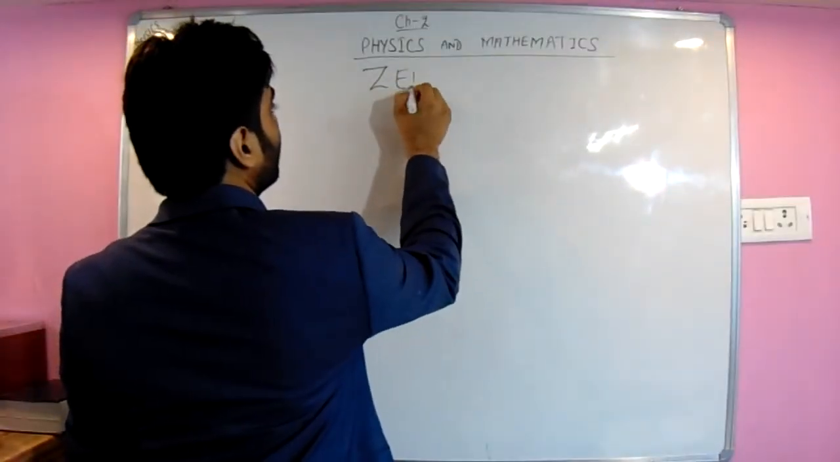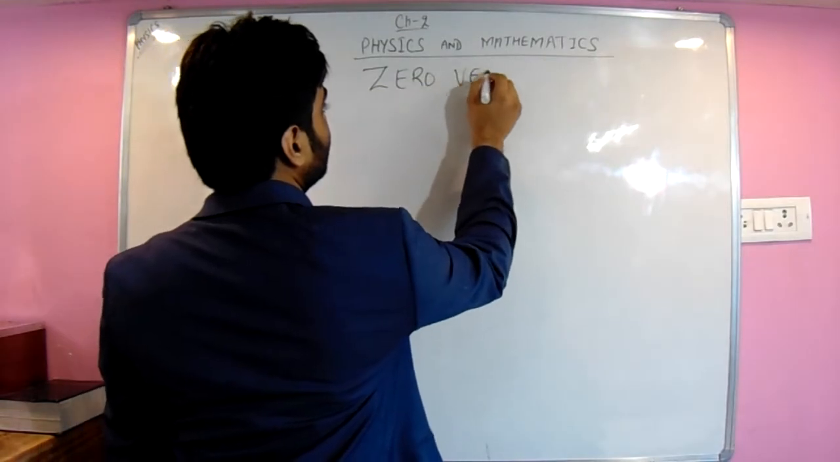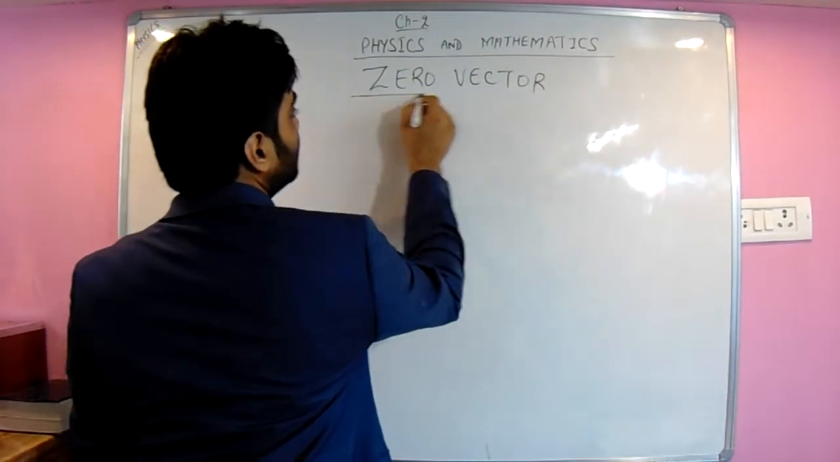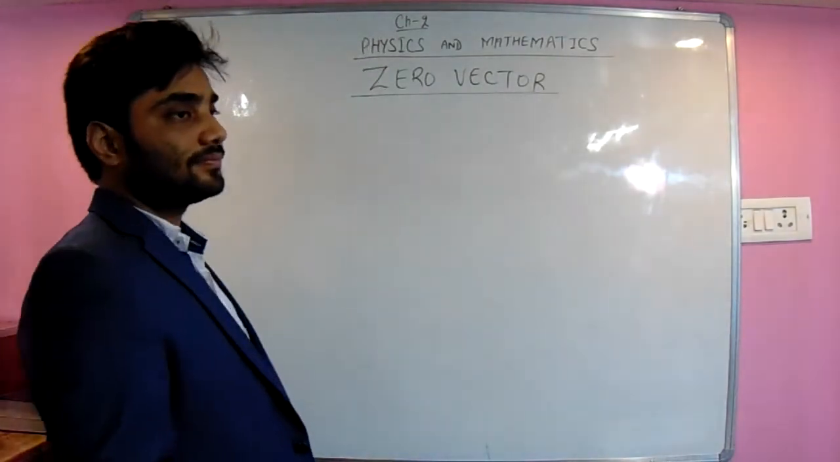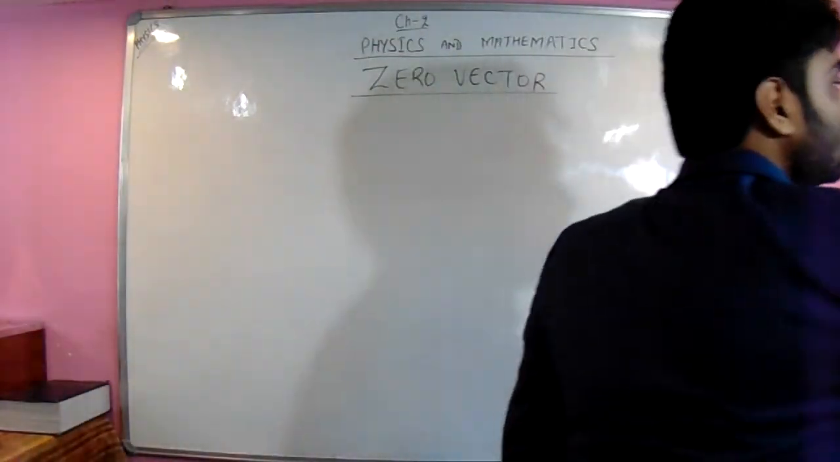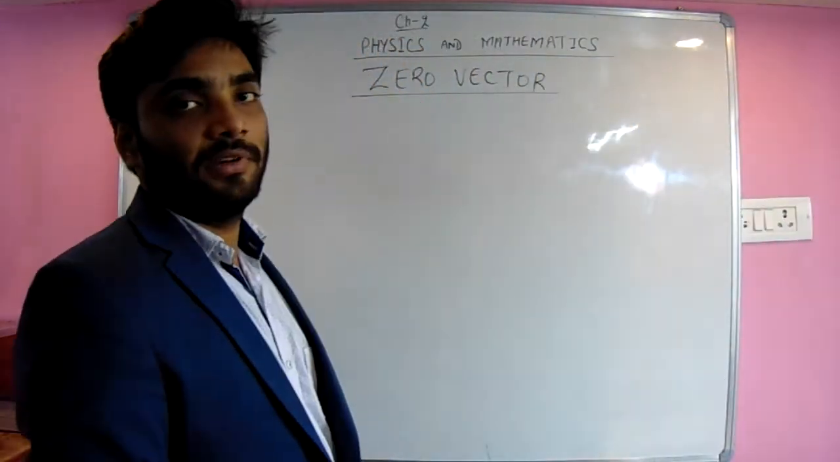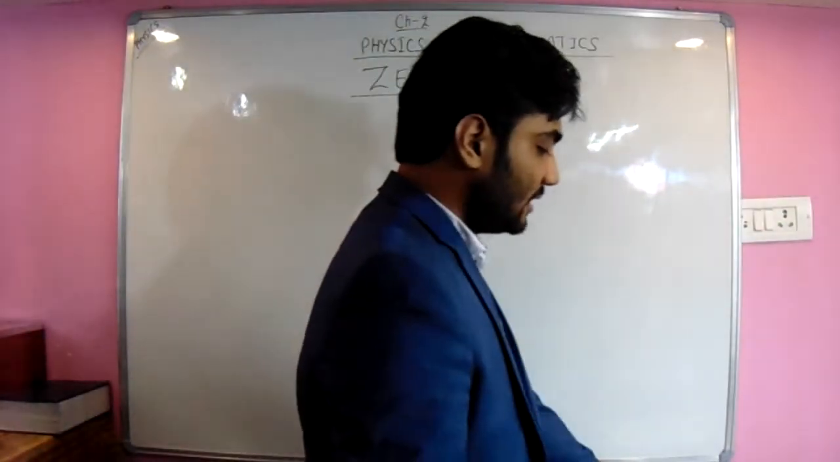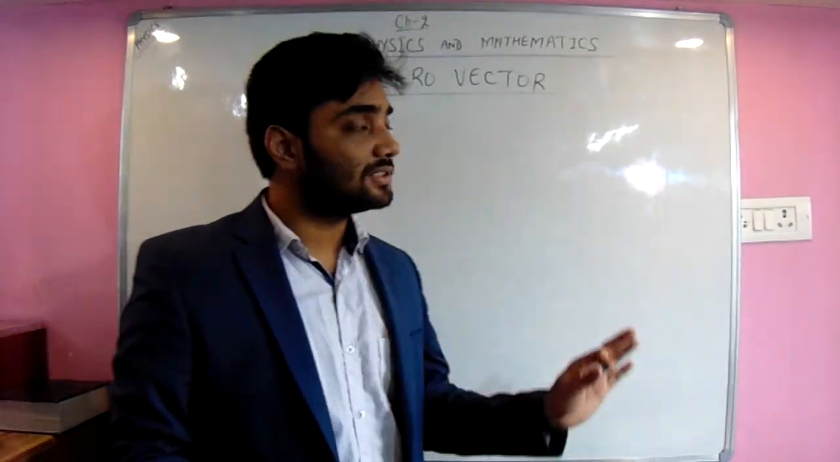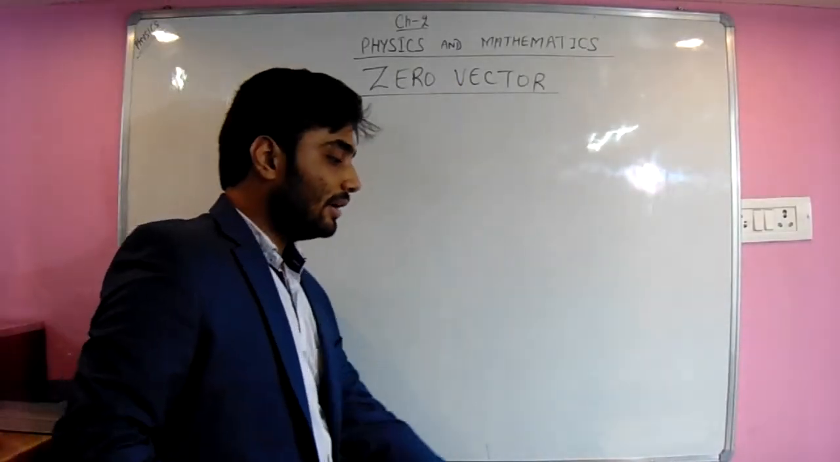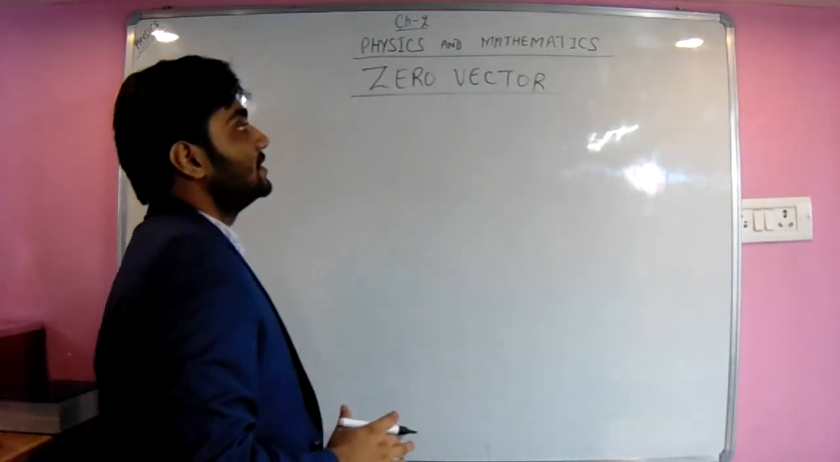Zero vector. This is a new topic, zero vector. So, what is the meaning of zero vector? Zero vector means zero. Yeah, zero means zero. Here, the number zero represents the number 0, but why is the word vector added in zero vector?